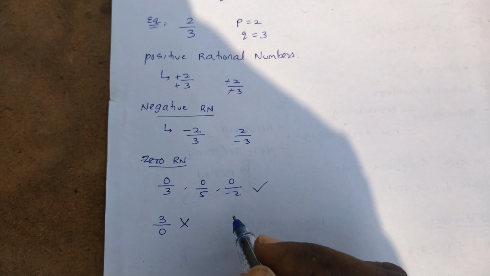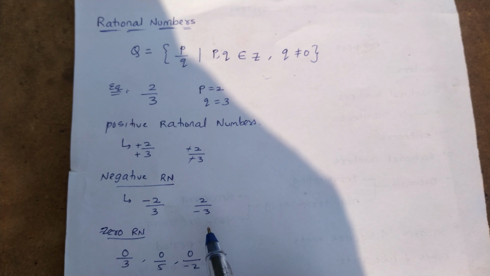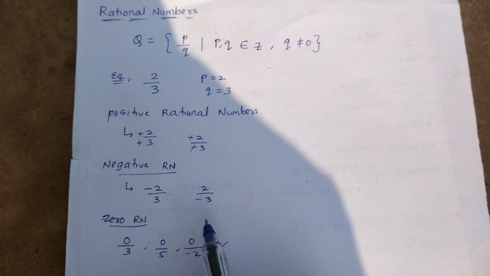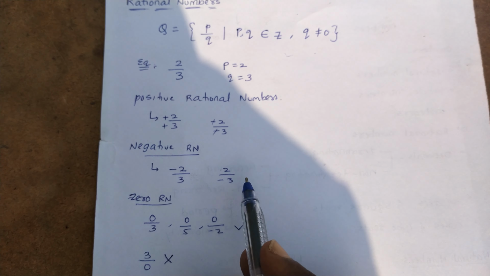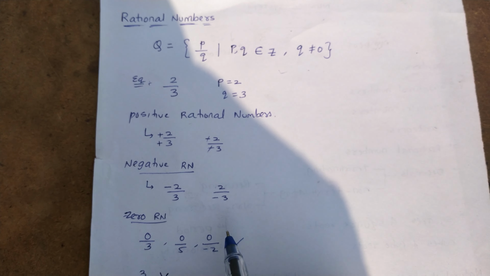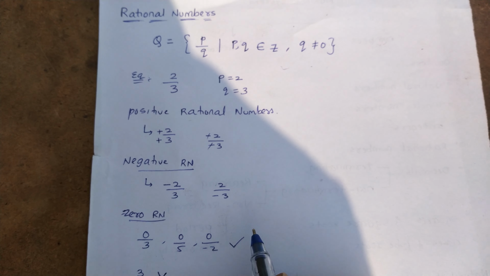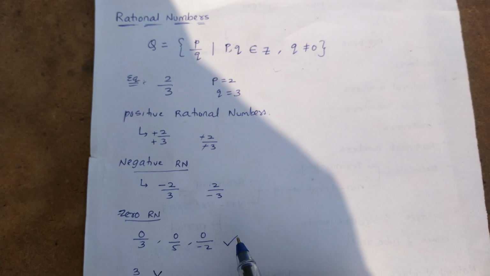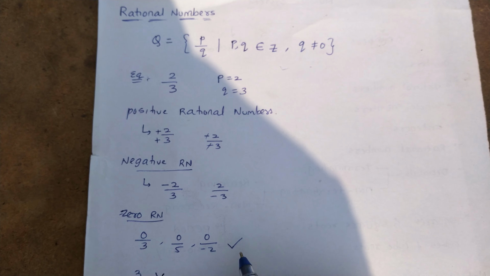Clear? So this is a small introduction to what a rational number is, what a positive rational number is, what a negative rational number is, and what a zero rational number is. I hope you got some clarity. We will continue the series on rational numbers, because it will take some time to complete all the examples and concepts of rational numbers. Clear? Thank you.